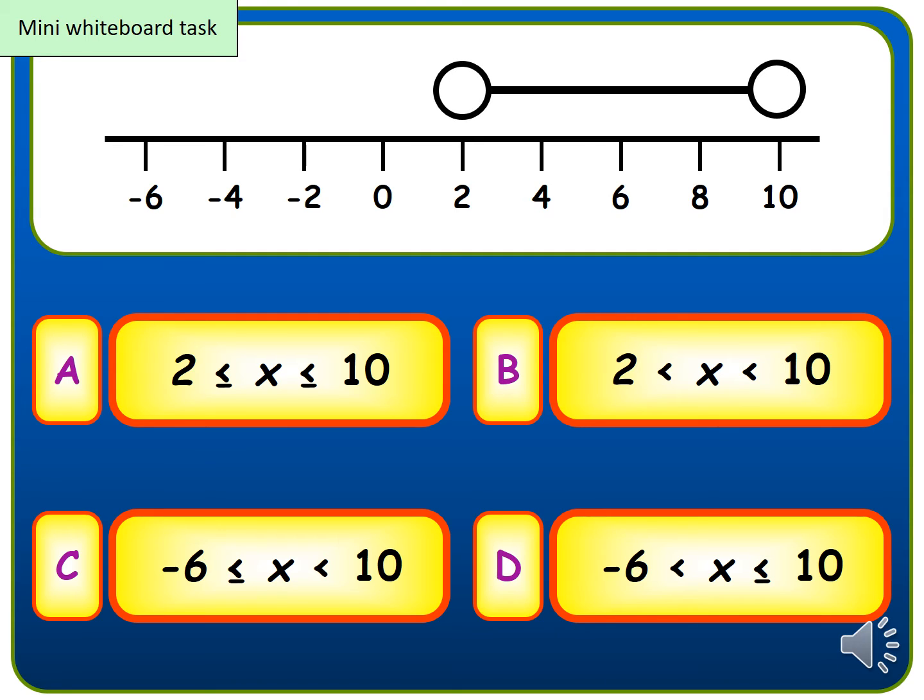We have now come on to the mini whiteboard question. Can you please have a go at writing down the correct inequality that satisfies this diagram?